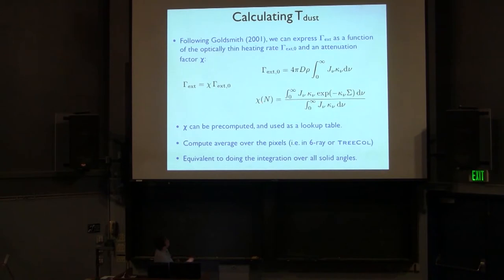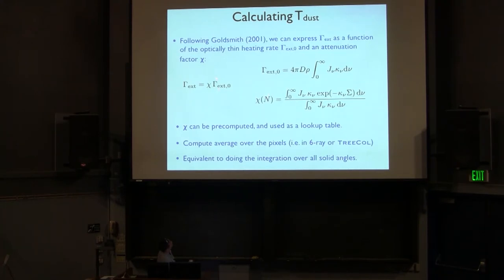And then what you can do, if this radiation field doesn't change, is pre-compute this function chi as a function of column density, which is just the full attenuation equation. So this is now the photons coming in, they're attenuated by some optical depth, and then you're weighting it again with this optically thin integral in the bottom. Okay. So then in your code, you work out what your column density is, and that gives you back a chi.